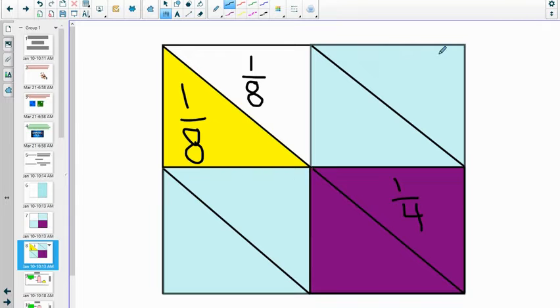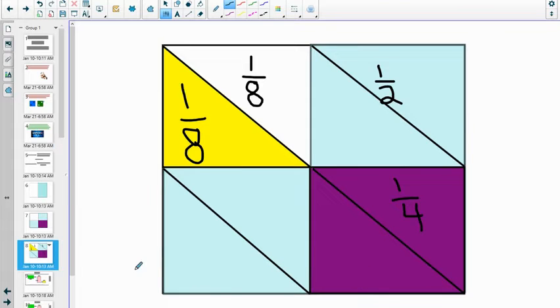And then the blue, I've got 4/8. 4 of those 8 regions are blue, and so 4/8 reduces to 1/2. All of these fractions better add up to 1. An eighth plus an eighth plus a half plus a fourth should add up to 1 because that's the total amount of possibilities there are.